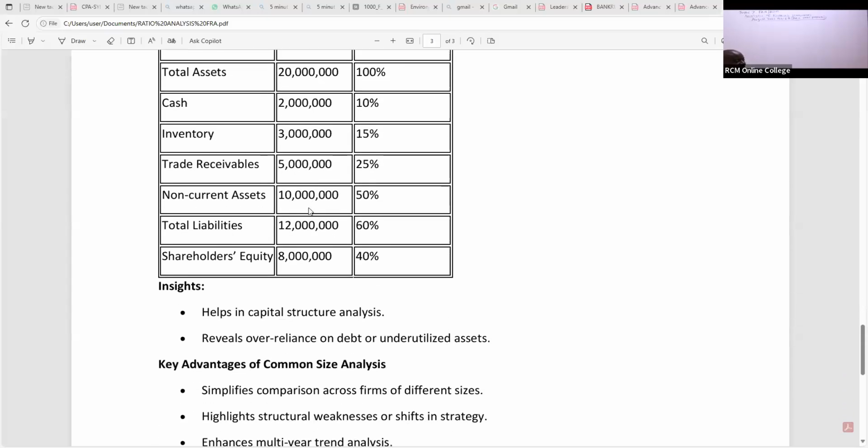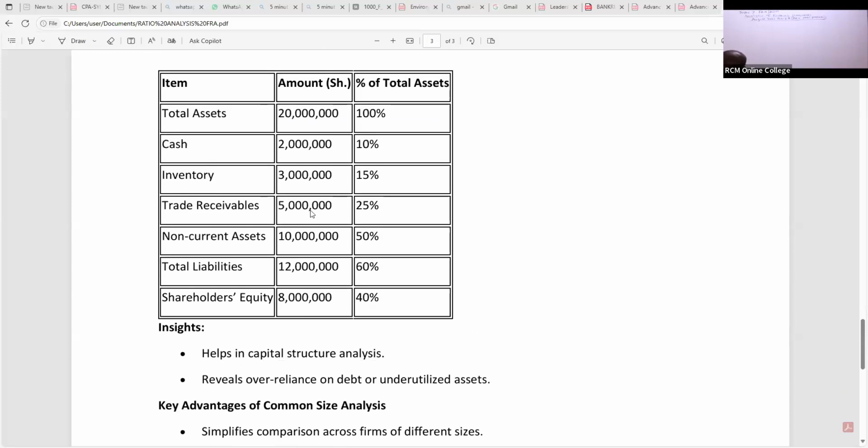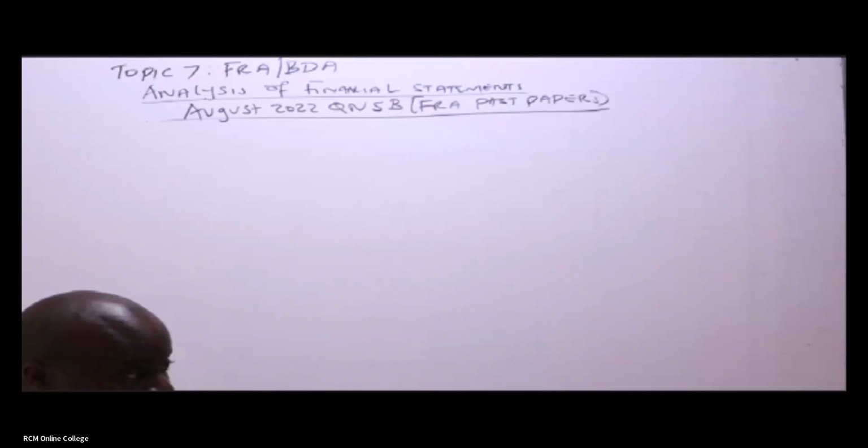This will really be very helpful for us to be able to understand and get some insights out of whatever Mwalimu has been discussing here for the last 10 minutes. I would want us to go to the past papers directly, and I would want us to start with this August 2022, question number 5B.